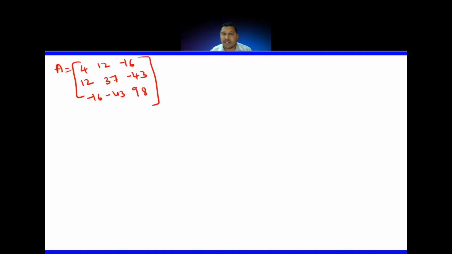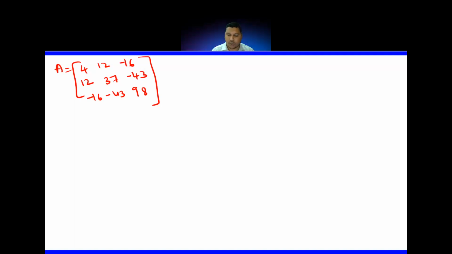I have a matrix like this. Check whether it is a symmetric positive definite matrix or not. Assume it is a symmetric positive definite matrix; assume it is already done. If you calculate, you can see this is symmetric because A transpose is equal to A. Now, how to find out this?